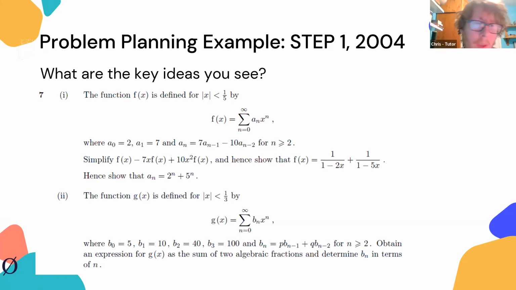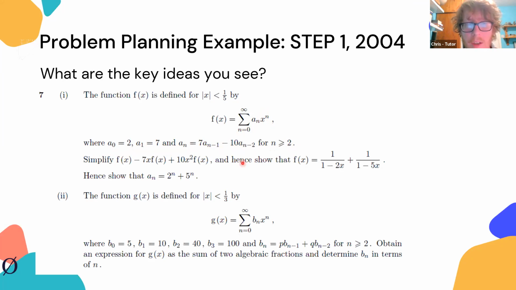Okay. So if I start reading, if you don't mind following along with the cursor panel. Yeah, absolutely. It says the function f of x is defined when mod x is less than a fifth, and it's defined by this sum. So we've got a sum to infinity, and the terms are all of the form a_n, so that's just going to be some number times a power of x, x to the n. So we've got all these coefficients a_n, and it talks about those in the next line. It says a_0 is 2, a_1 is 7, and then we're given a recurrence relationship for a_n in terms of a_(n-1) and a_(n-2), and that holds for n greater than or equal to 2.